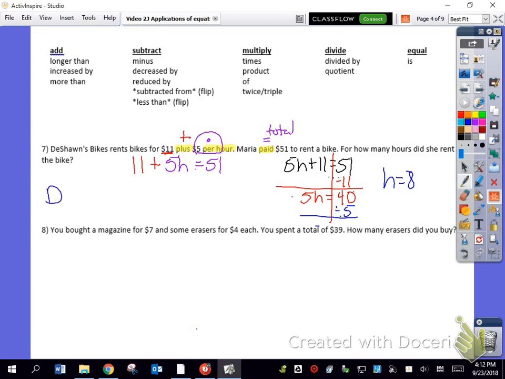So how many hours did she rent the bike? So Deshawn rented the bike for 8 hours.